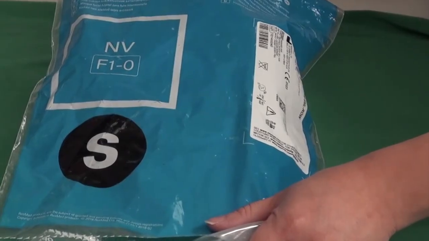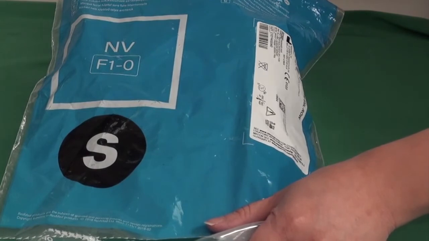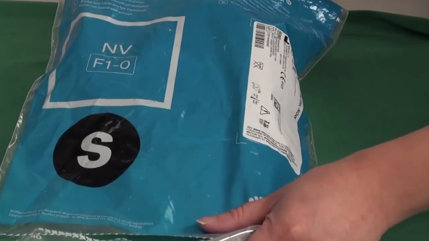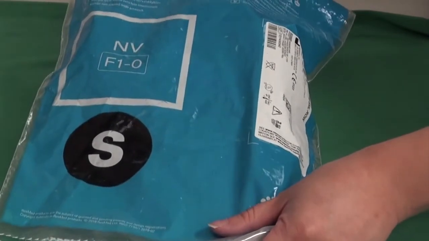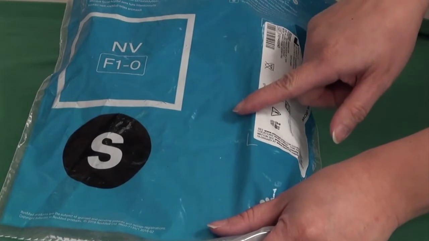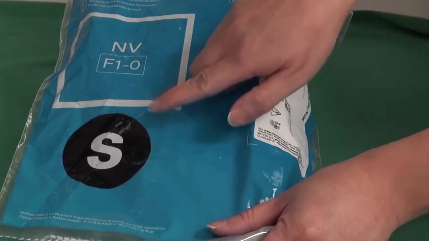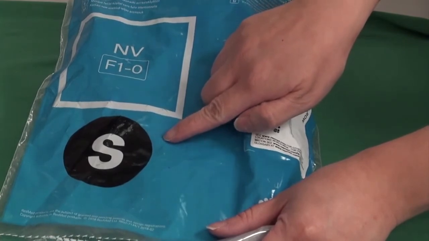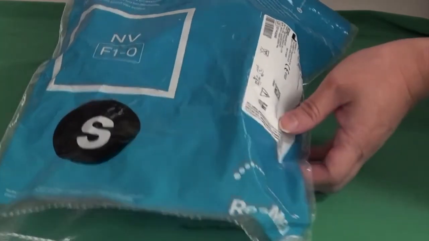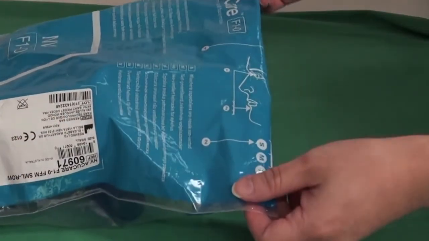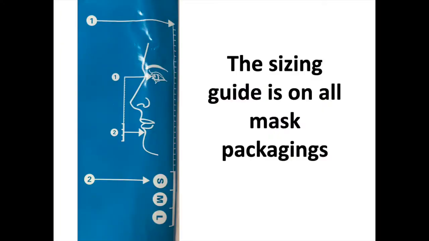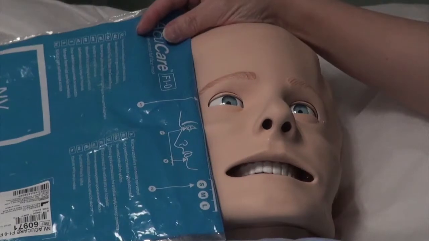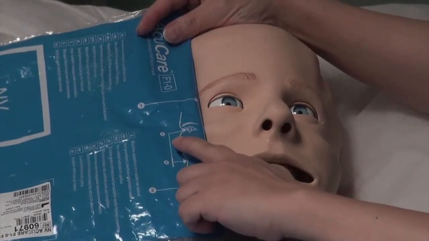It is very important to choose the correct size of NIV mask for your patient. This is to minimize the amount of leak coming out from the mask. For this mask, it comes in different sizes, S, M, L. You can see the size of the mask right here. This is the small size mask. There is a picture at the side here that you can use to gauge the size that is correct for your patient. Align the sizing guide diagram against your patient's face.